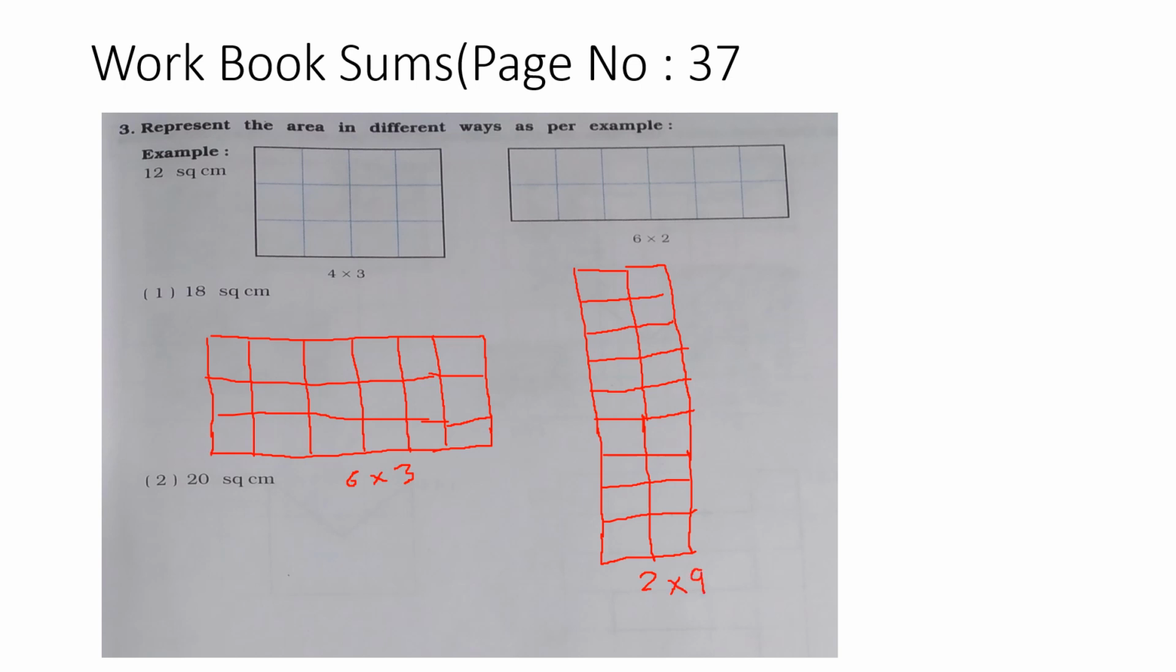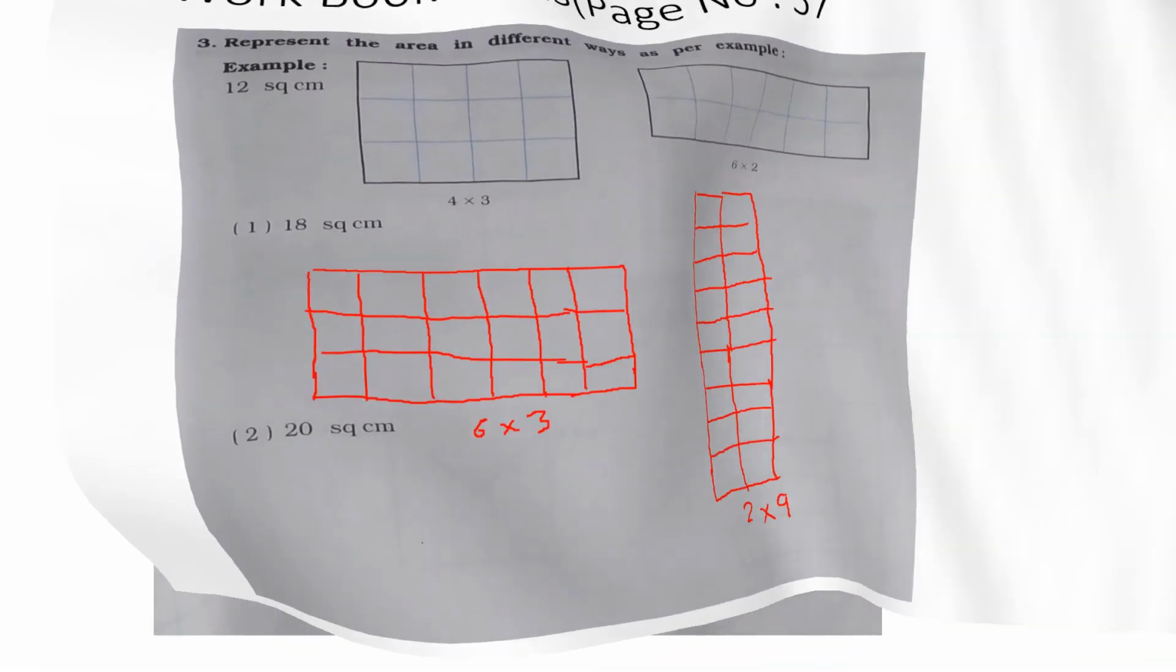Okay. Like this, they given more sums. Second, third, fourth. The second is 20 square centimeter. So we can write 4 5s are 20. So 4 and 5, or 10 2s are 20. So 10 and 2. You can do it yourself. And 3 and 4, that also you can do yourself as homework. Do only 2 ways in the workbook itself.